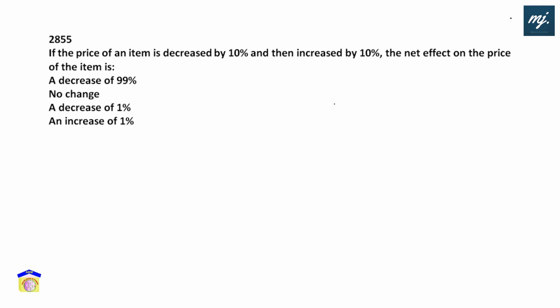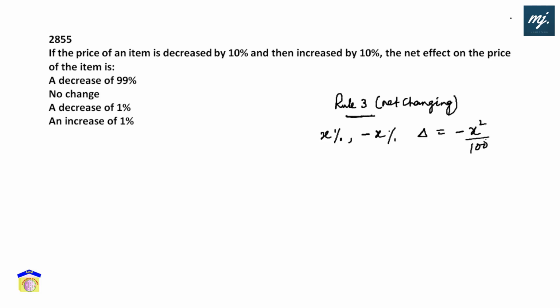A basic question which follows our rule 3 of the net changing rule from our rule book. And it says that if any item is first increased by x% and then decreased by x%, then the overall change is given by minus x square by 100%. Or if any item is decreased by x% and then increased by x%, then also the net change is given by minus x square by 100%.